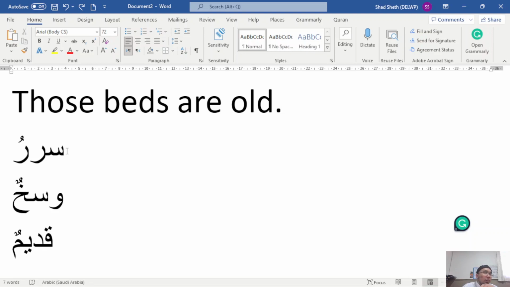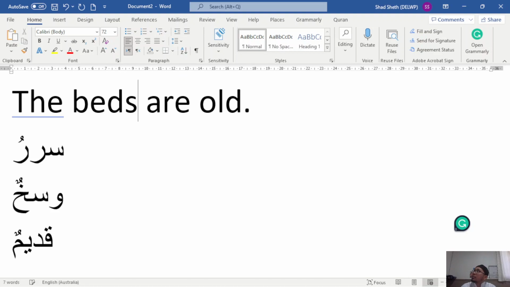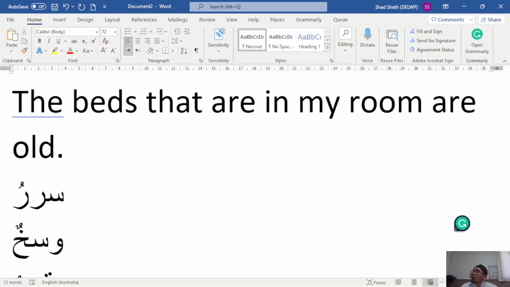Don't forget that that's a fragment. Alif lam. Yeah. Ism ishara. Yes. Those beds are old. Okay. Now, we have that. We do Ismul Mawsul now. So, the beds that are in my room are old.